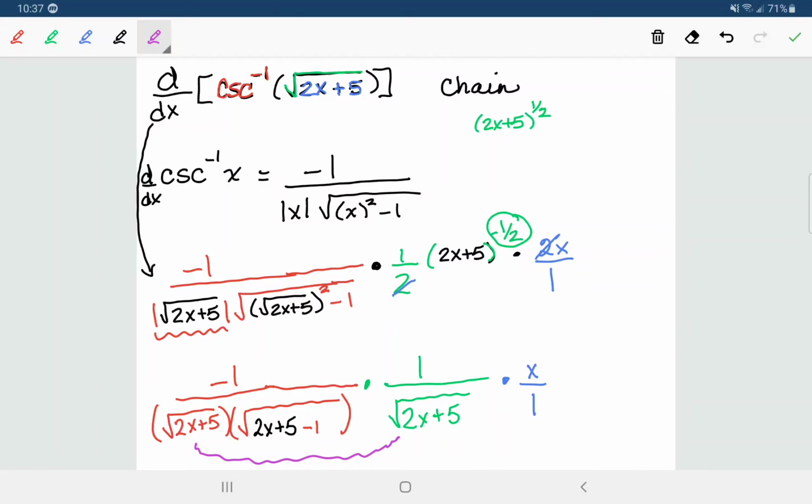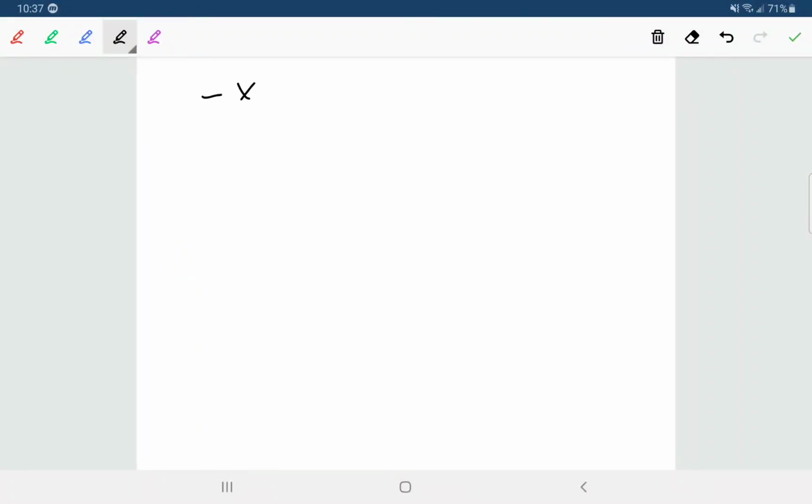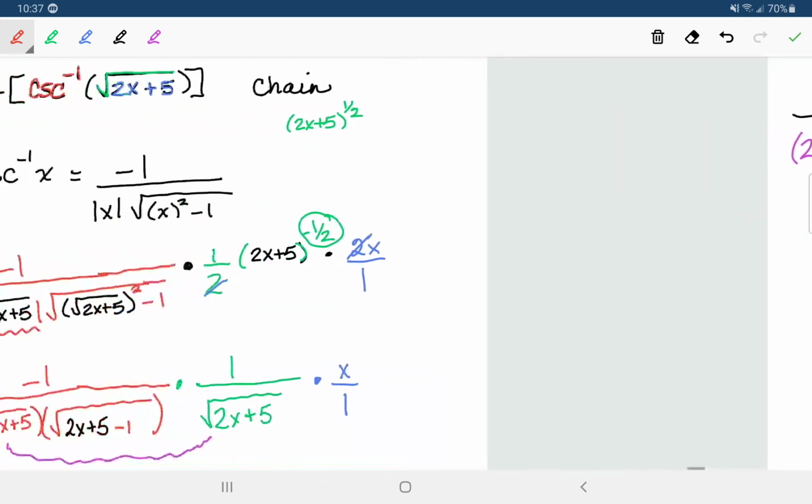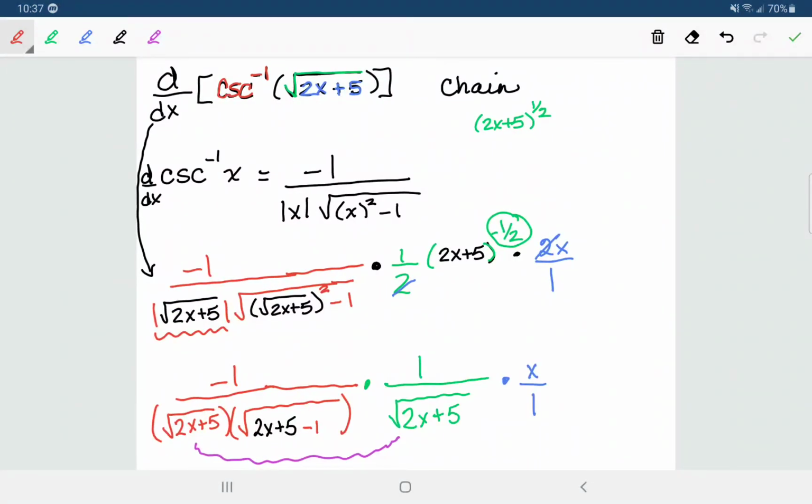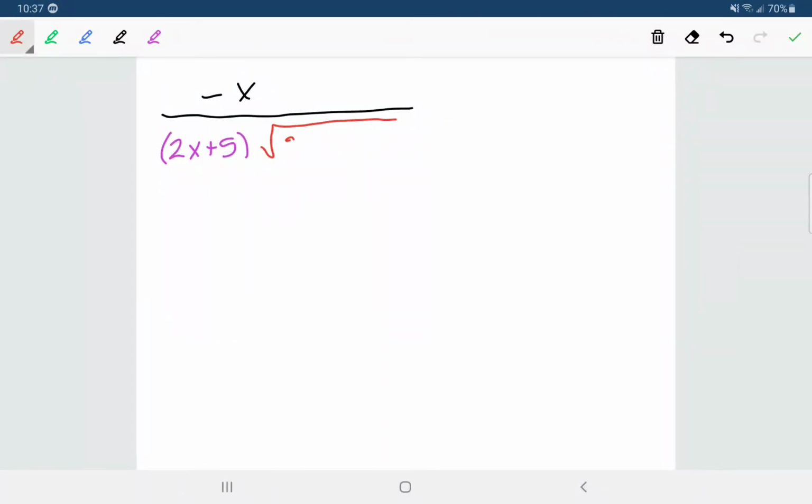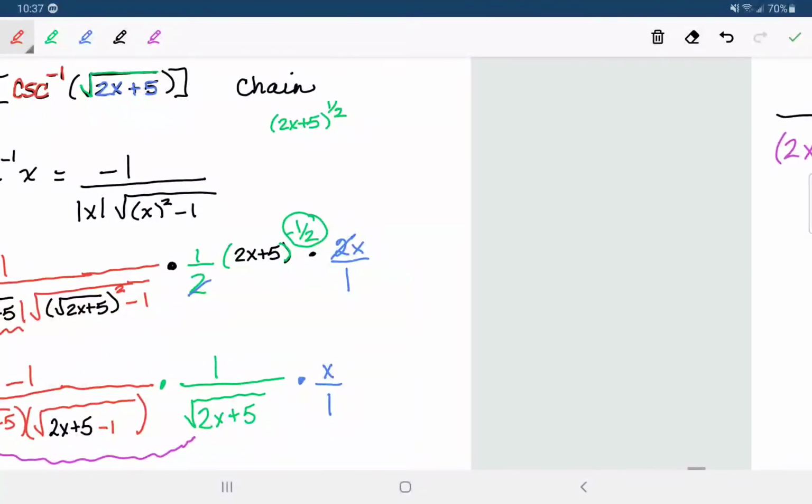Okay, so on the next page I will have to do this. So up top we're left with -1. The square root of 2x plus 5 times the square root of 2x plus 5 is just 2x plus 5. That gets multiplied by the square root. Coming back over here, it's 2x plus 5 minus 1, which is the square root of 2x plus 4.